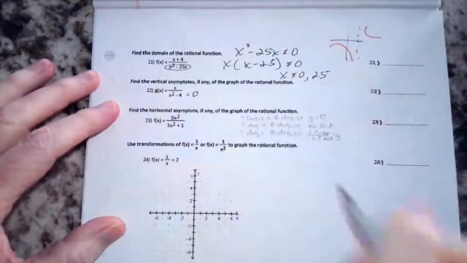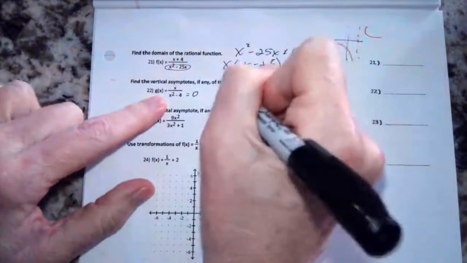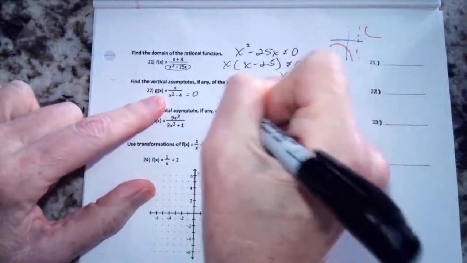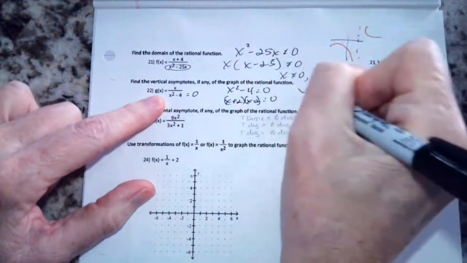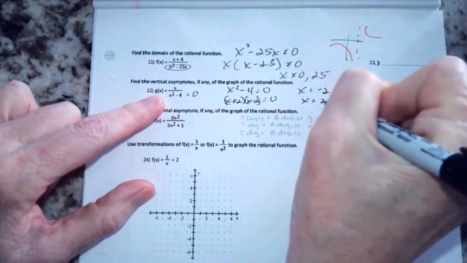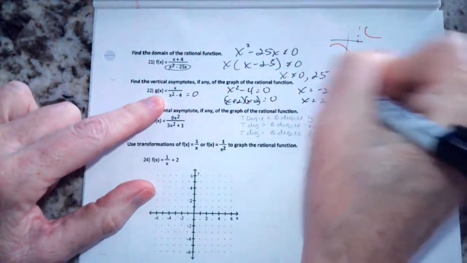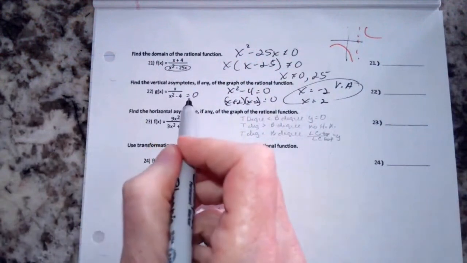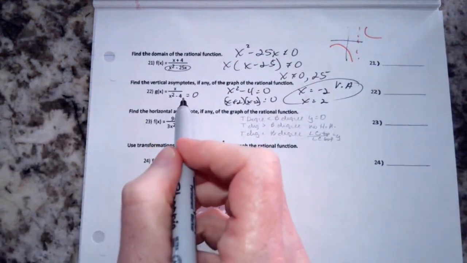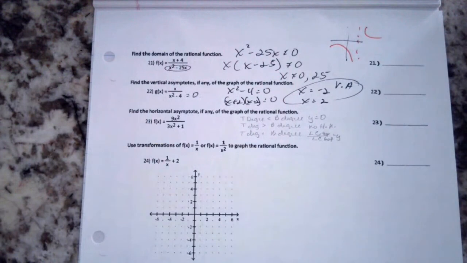That's what you find when you set this equal to 0. So x squared minus 4 equals 0. Let's factor that. x plus 2, x minus 2. So x equals -2 and x equals 2. Those are the vertical asymptotes. You just got to set the denominator equal to 0 to find those. That's all you've got to do.